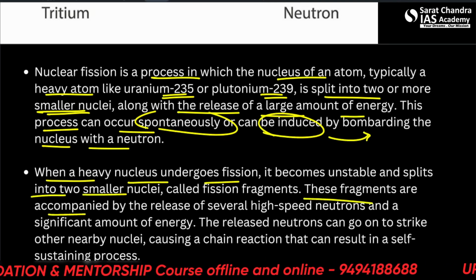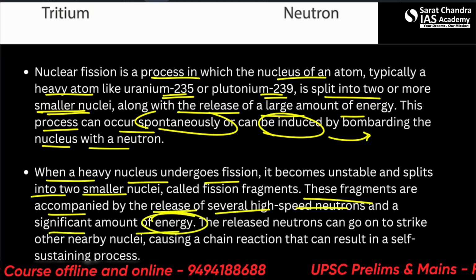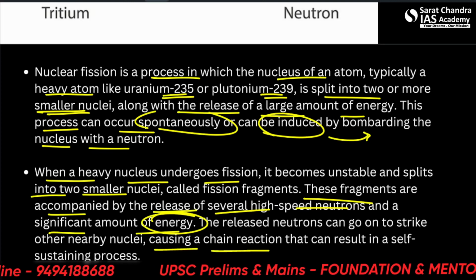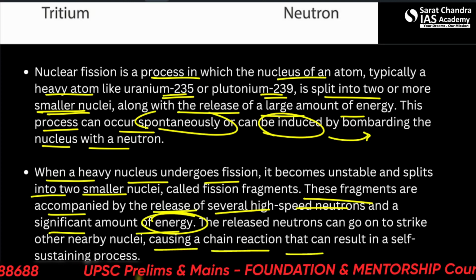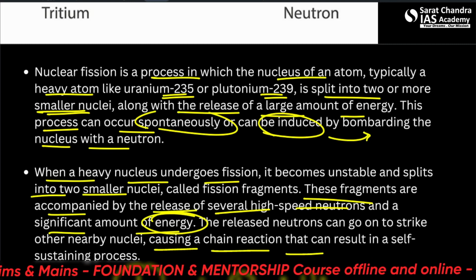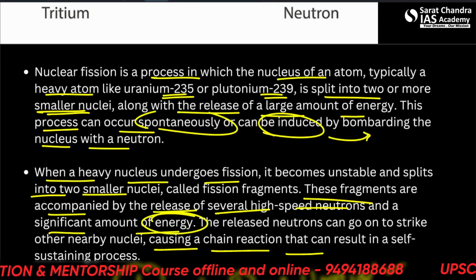These fragments are accompanied by the release of several high-speed neutrons and a significant amount of energy. So at both places, energy is being released. This can even cause a chain reaction, because more neutrons are being released and they will strike more unstable uranium nuclei. Alright, so this is what we use in nuclear fission.